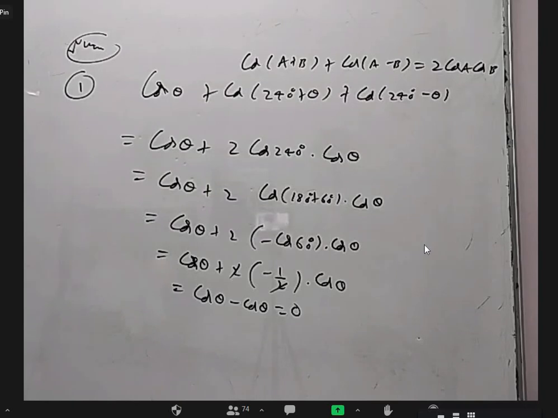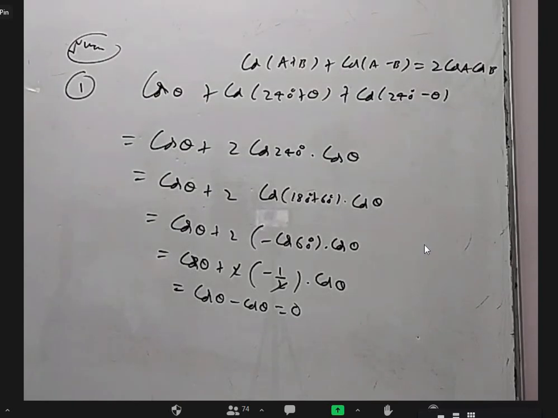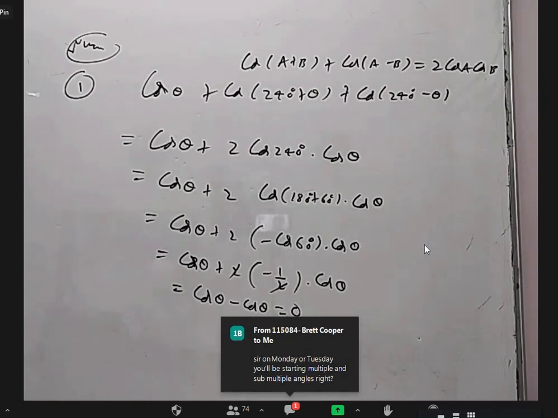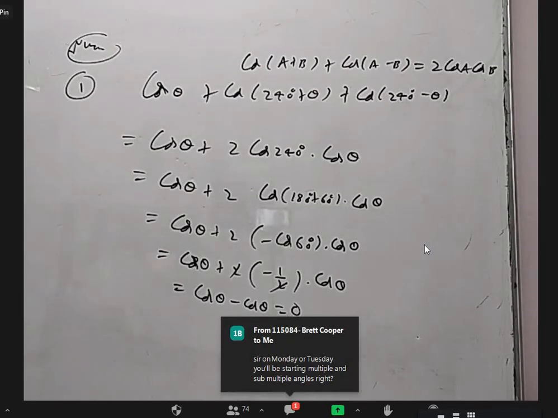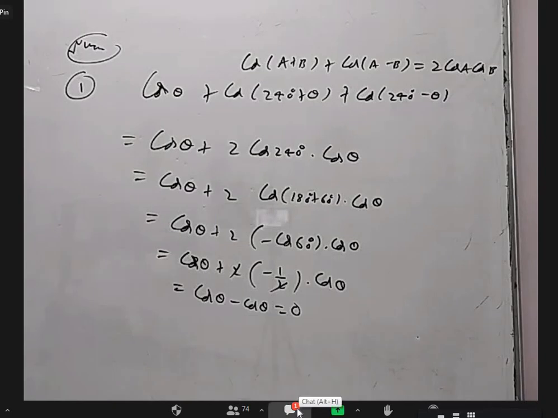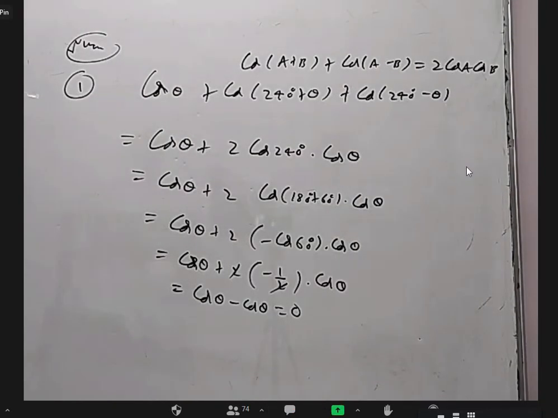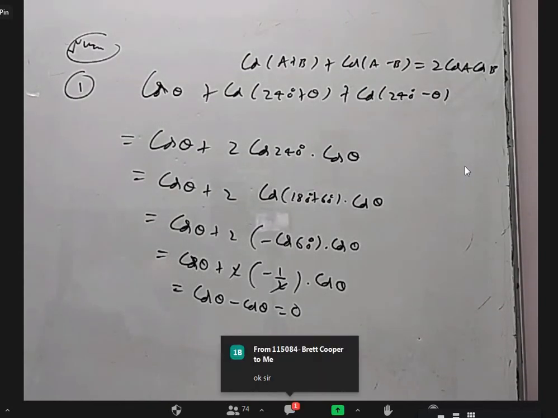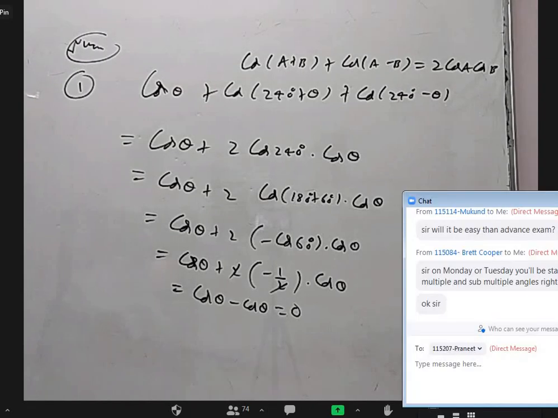Obviously the mains exam will be a little easier than the advanced exam. Numerical first question, everybody completed? Yes, sir. Okay, the other 2 questions we'll see later, and I'm leaving 1 or 2 minutes early. Thank you, sir. On Monday, after the exam doubts are over, if I get time, I'll start multiple and submultiple angles. Otherwise, I'll start with the next topic. Okay, thank you, sir.